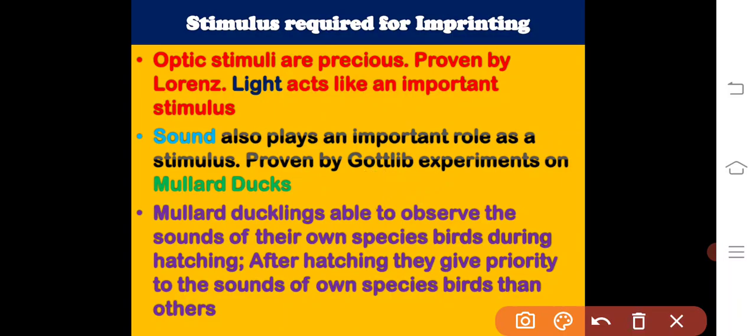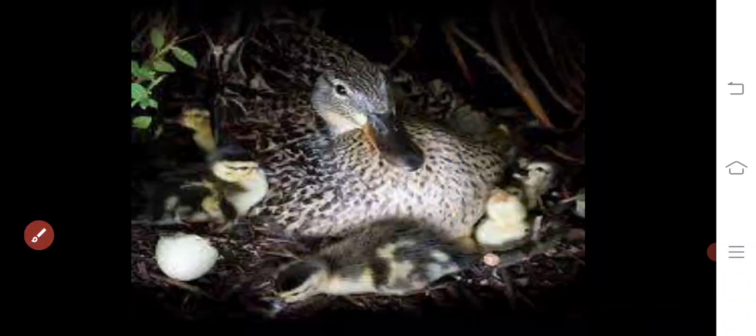Mallard ducklings are able to observe the sounds of their own species of birds during hatching. When they were inside the eggs, they were able to listen to the sounds of their own species. After hatching, after they come out from the eggs, they give priority to the sounds of their own species of birds over the sounds of other birds. That indicates that sound also plays an important role in the process of imprinting.